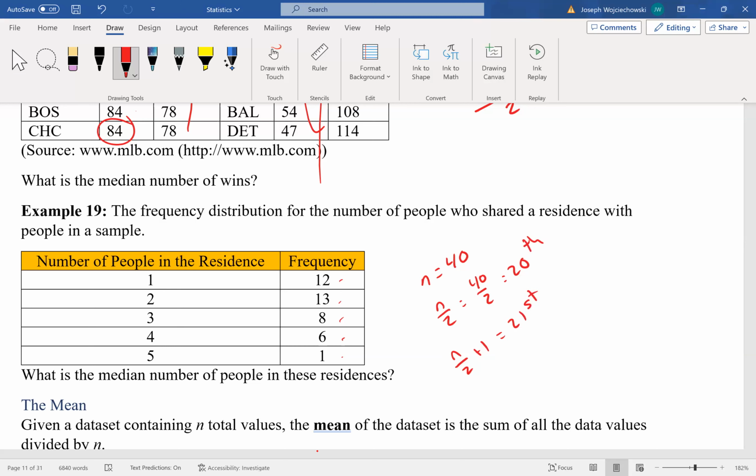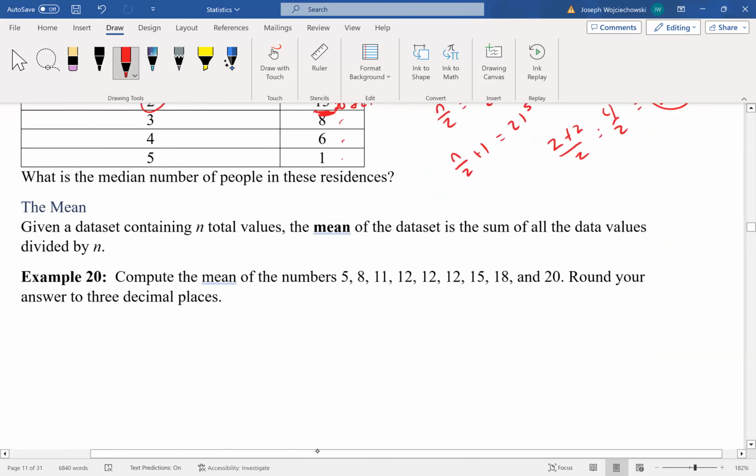Now that's easy enough to do. Here's the first 12 right here. Now the 20th would be 8 more, and the 21st would be 9 more. Well, here's 13 more. So the 20th and 21st are in this bin. They're both 2. So to use the formula, 2 plus 2 over 2, 4 over 2, and 2 is our median. And that is how simple it is.